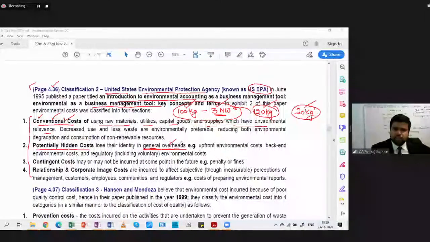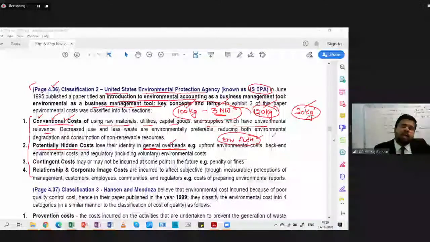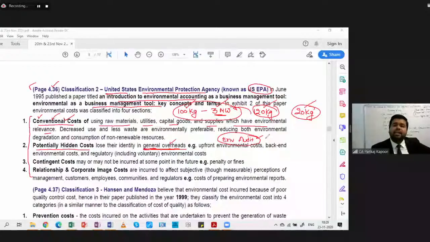Take another example. A company conducts an environment audit. Obviously, for the environment audit, it may pay a certain fee to the environment auditor. But rather than making a separate head for the environment audit, it writes the environment audit also as a general expenditure or general overhead under the administration cost. And then it allocates to all the divisions.